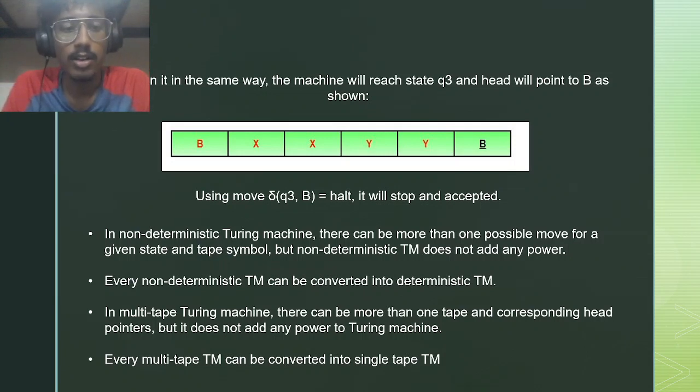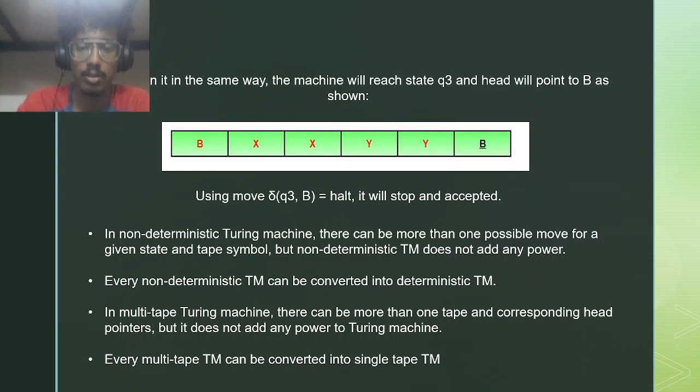If we take a non-deterministic Turing machine, there can be more than one possible move for a given state and tape symbol. But non-deterministic Turing machines do not add any power as compared to deterministic Turing machines. Every non-deterministic Turing machine can be converted into a deterministic Turing machine. In multi-tape Turing machine, there can be more than one tape and corresponding head pointers, but even that does not add any power to the Turing machine. Every multi-tape Turing machine can be converted to a single-tape Turing machine.